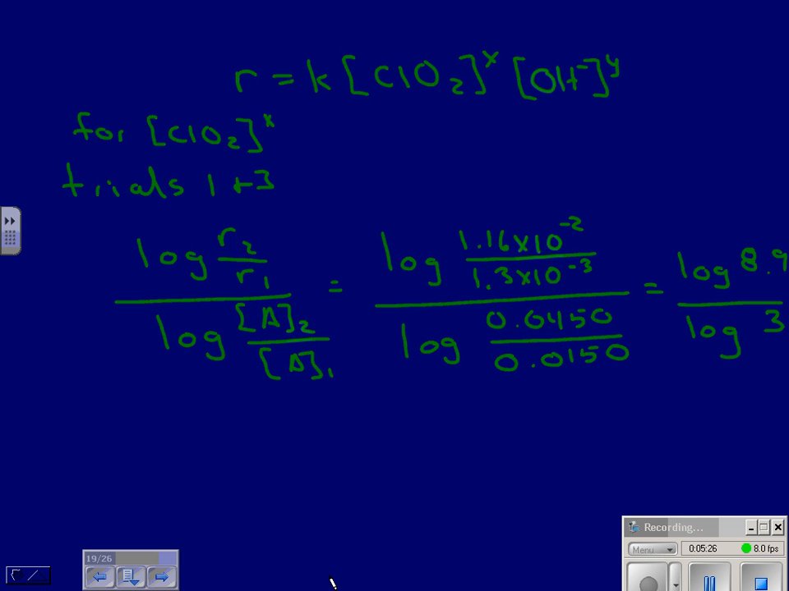So now we can finish the division. I'm putting my x back up here. I should have written that down. The log of 8.9 divided by the log of 3, and what do you get?